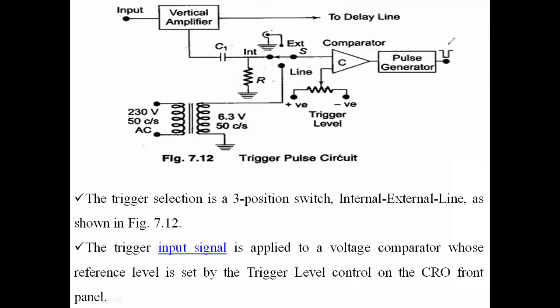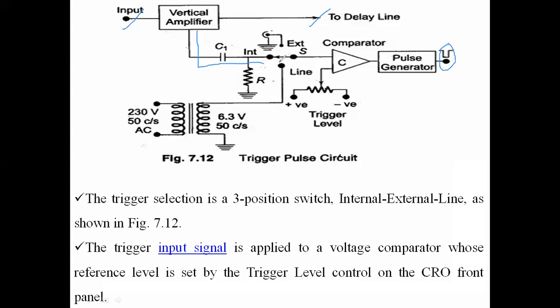So here, this is the output in the form of trigger pulses. Here we can generate these negative trigger pulses. For this we have to connect the input, which is the input of the CRO. The input is connected to the vertical amplifier. The output of the vertical amplifier is connected to the delay line, and at the same time the same output is connected to a switch that is connected to the internal.